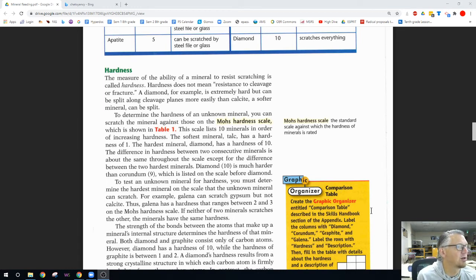To determine the hardness of an unknown mineral, you can scratch the mineral against those on the Mohs hardness scale, as shown in Figure 1. The scale lists 10 minerals in order of increasing hardness. The softest mineral, talc, has a hardness of 1. The hardest mineral, diamond, has a hardness of 10.